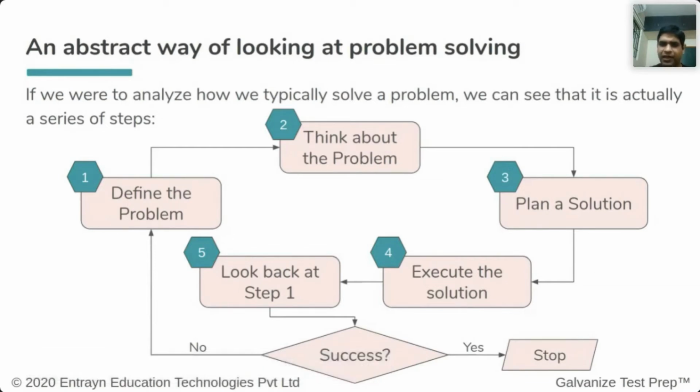If you look at these steps again at a very high level, it seems pretty straightforward. You start by defining the problem, and then you think about the problem, then you plan a solution, and then you execute the solution, and then you look back at your problem's definition and see if you have been successful or not. If you're not successful, then you might have to go back to any step in that loop again.